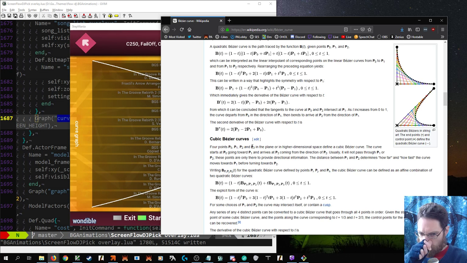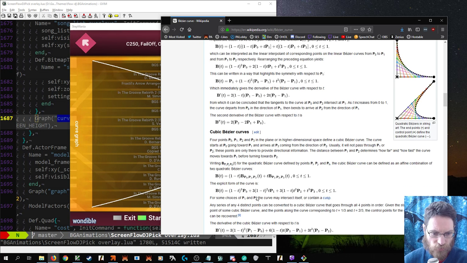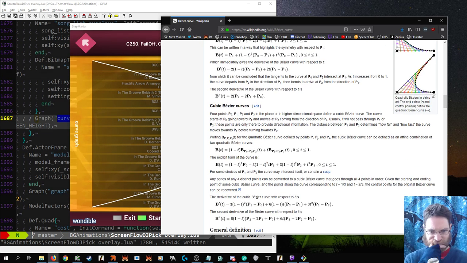Arrives at P3 coming from the direction of P2. Going towards P1, arrives at P3 coming from the direction of P2. These points are only there to provide additional directional information. Explicit formula of the curve. Okay, so the 3 is just part of that formula. Contain a cusp.